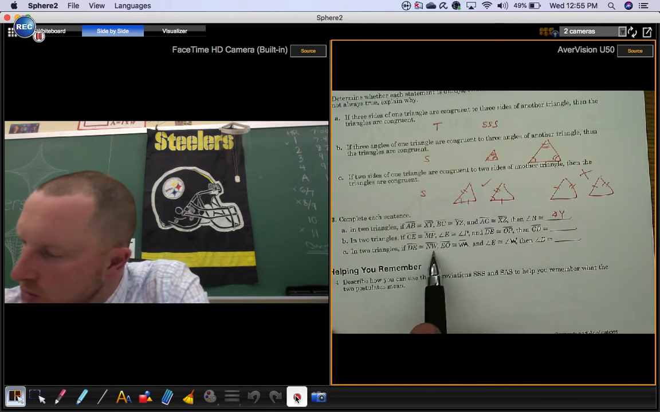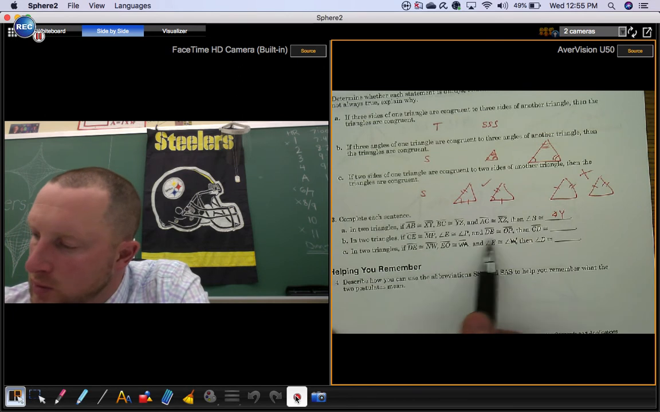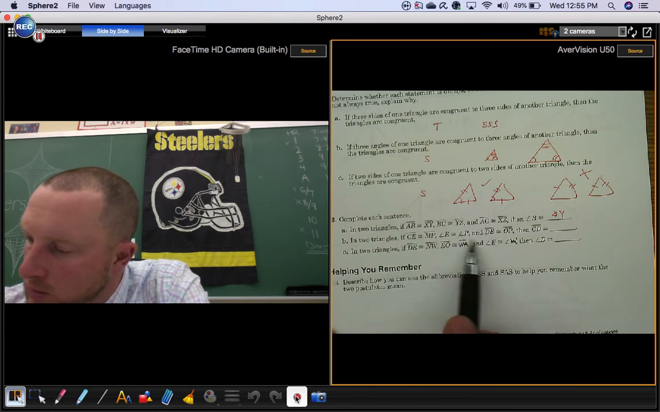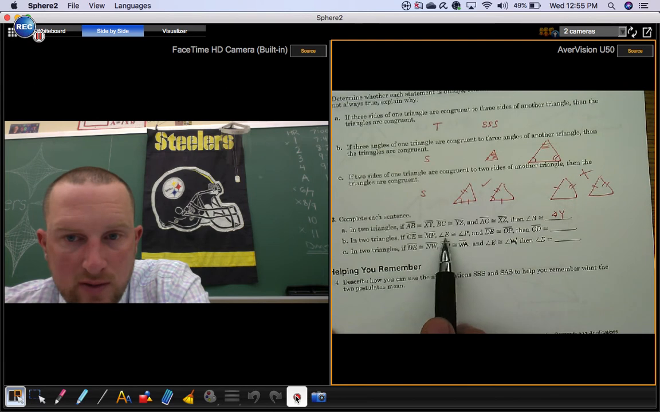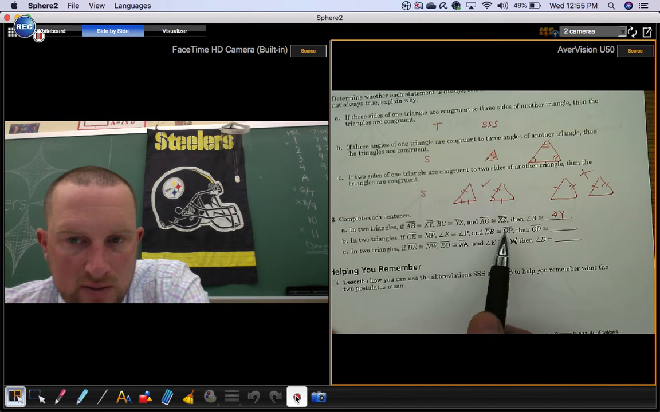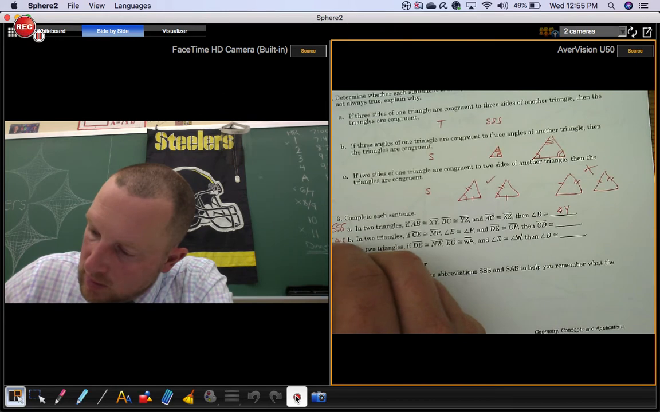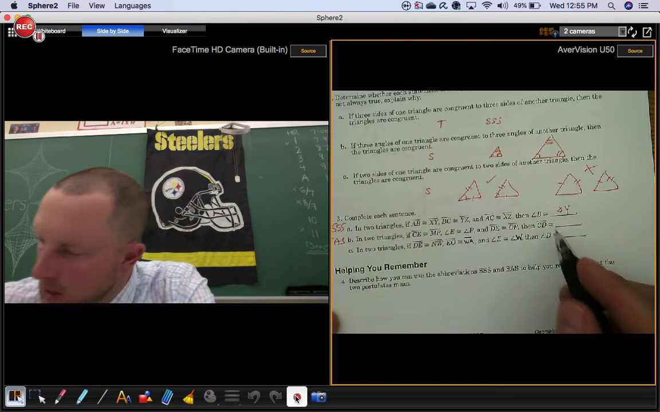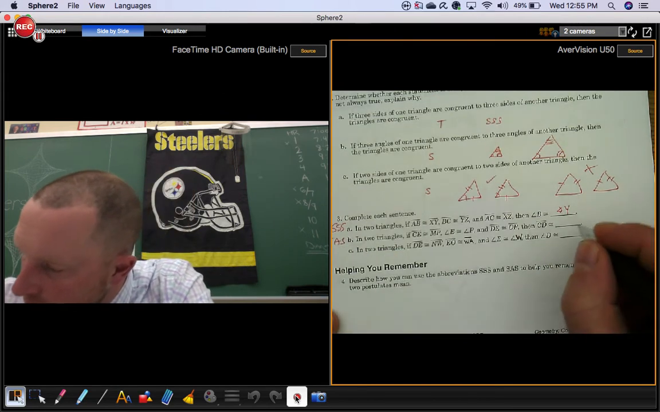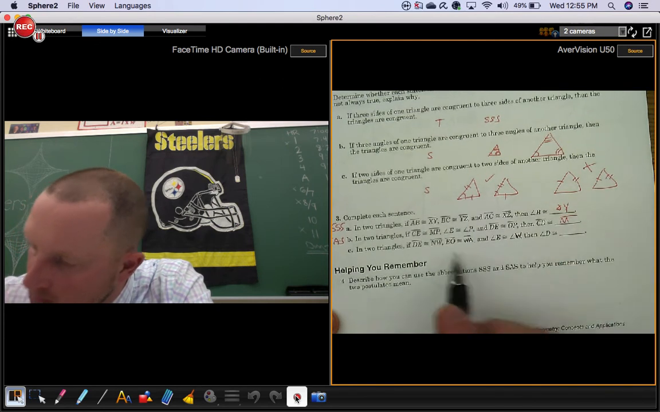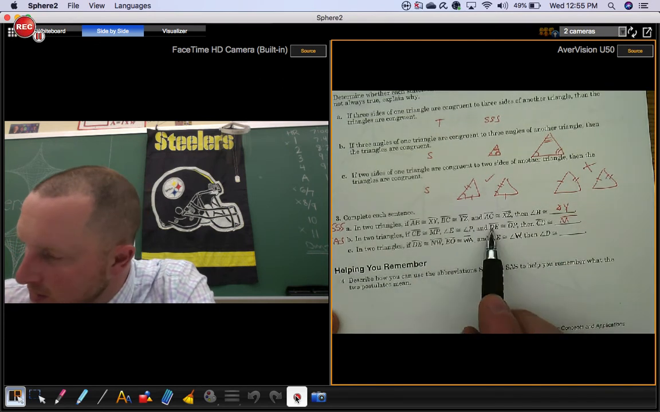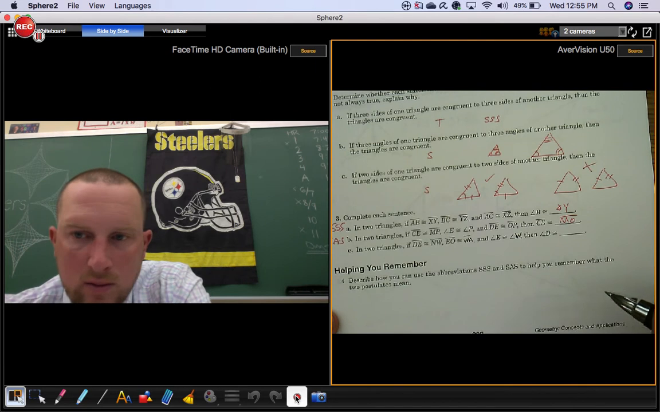In two triangles, we have congruent segments and congruent angles. Are the congruent angles included? Is angle E in between these two sides? Yes. Is angle P in between these two sides? Yes. So they're congruent by side angle side. So segment CD is congruent to segment, I know C goes with M. What does D go with? O.